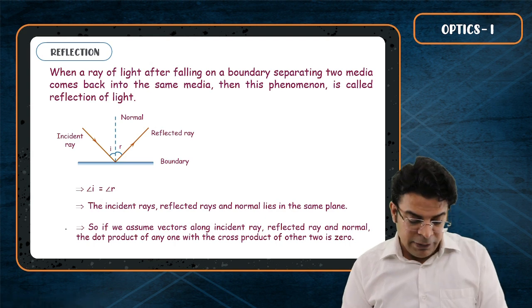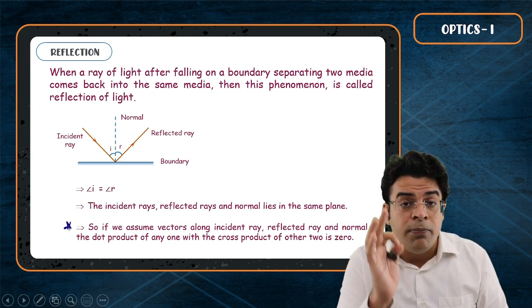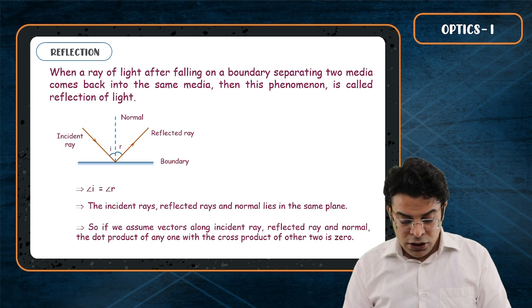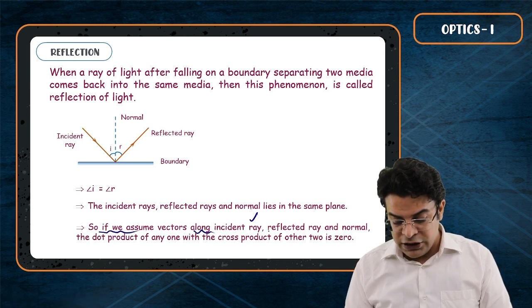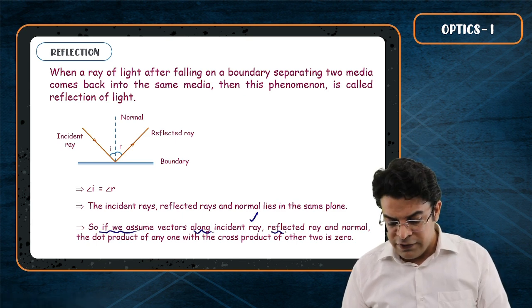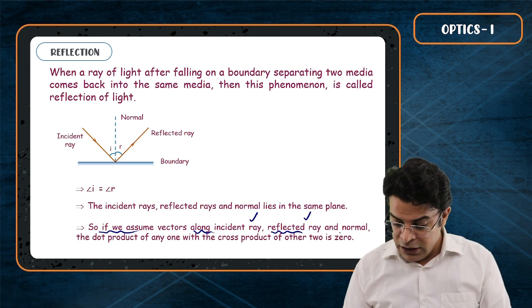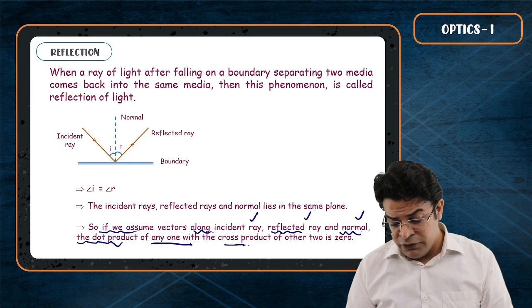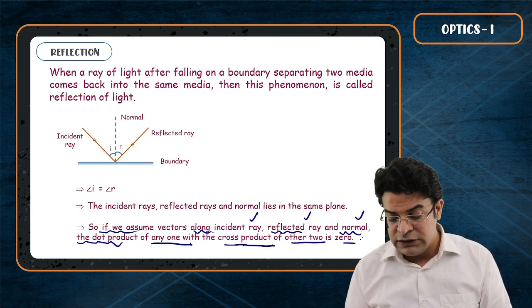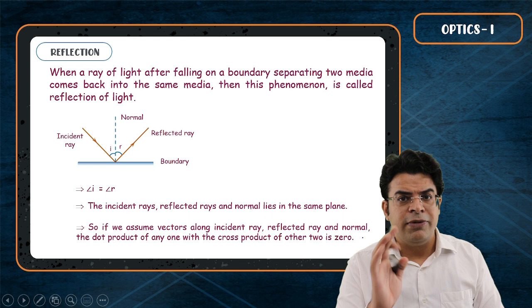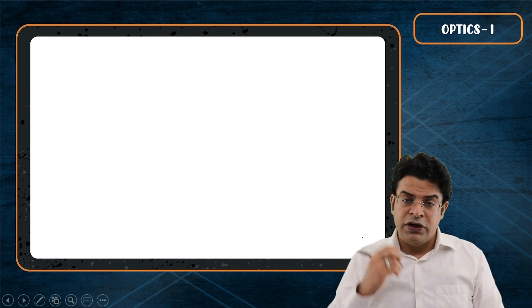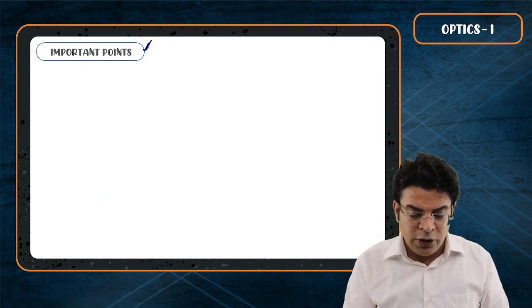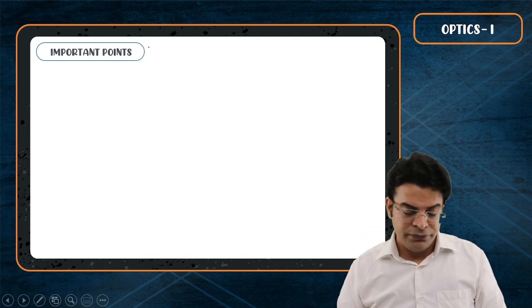So this is a simple theoretical statement, an important statement. The statement goes like this: if we assume the vector along the incident ray, which I called I cap, the reflected ray, which I called r cap, and the normal, which I called n cap, the dot product of any one with the cross product of the other two is 0. So this is the statement you should know. Now before we talk ahead, we need to understand some important points about the law of reflection.